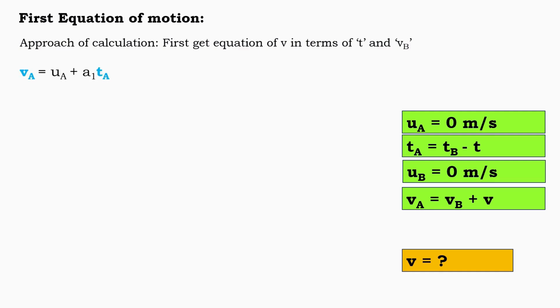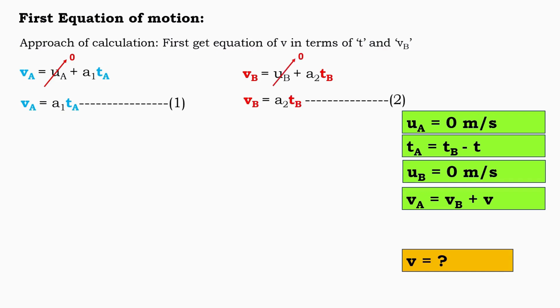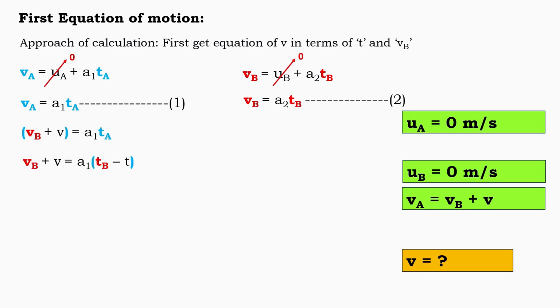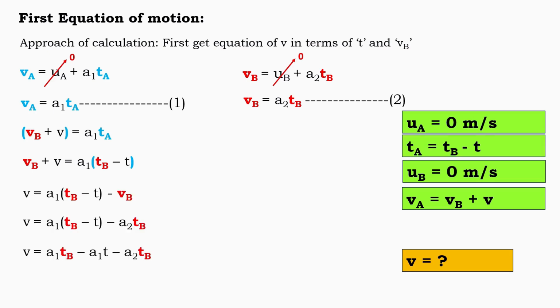For car A, we write the first equation of motion. Since the car starts from rest, the equation simplifies, as shown in equation 1. We repeat the same process for car B. Since car B also starts from rest, we obtain the corresponding equation shown in equation 2. Now, using the relations given in the question, we connect the equations for the two cars. Next, we substitute the expression obtained for car B and simplify. This gives us equation 3.